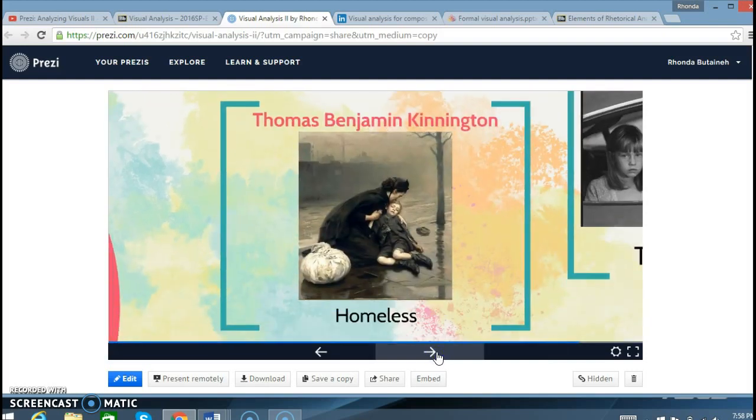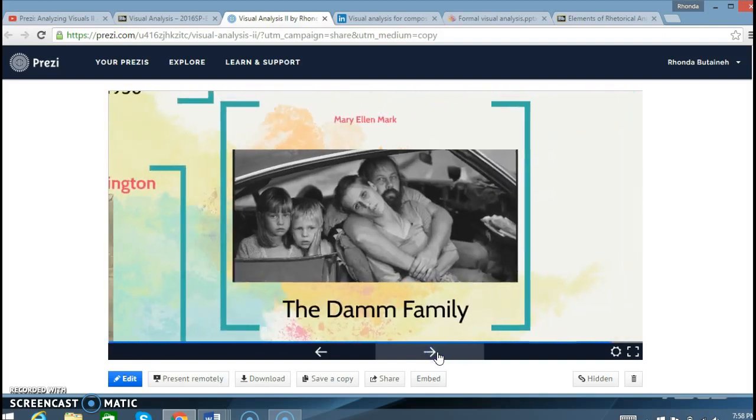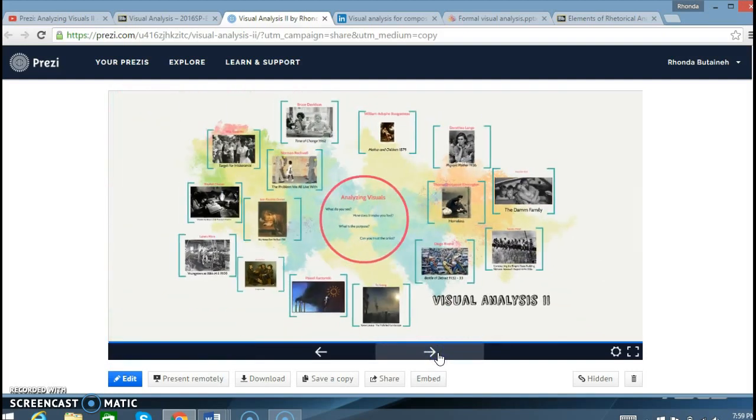And then finally, these are two images that address homelessness. You have Kennington, and then here we have Mark. And this is a family living in their car. And so the first thing to do is to decide which two images you would like to compare and contrast. And then you will post your analysis in the discussion board.